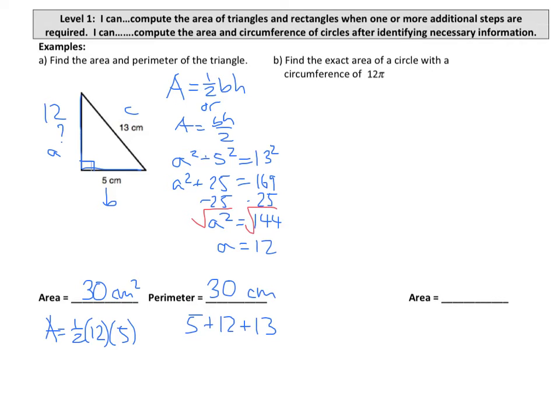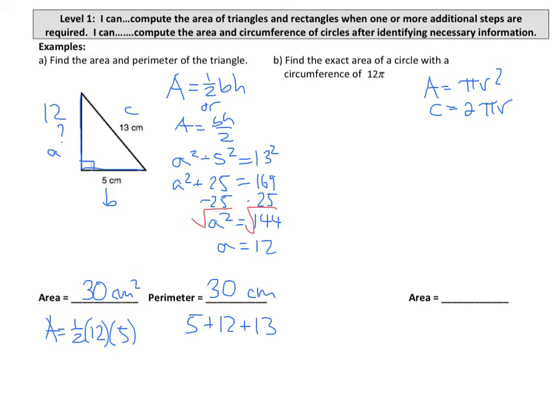In this next example, we are finding the area of a circle with a circumference of 12 pi. We need to know both the formulas for the area and circumference of a circle. So the area of a circle is pi r squared. The circumference is 2 pi r. And we need to have all these formulas memorized. On the ACT, you'll need to have them memorized, so you gotta know them.